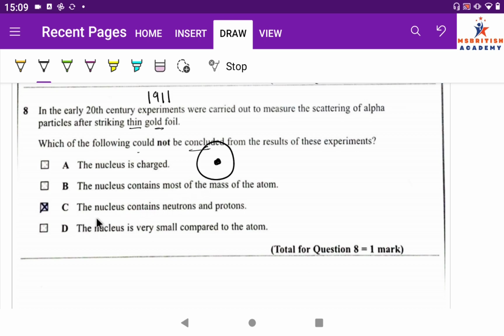Option C says the nucleus contains neutrons and protons. This was discovered by Rutherford in 1917. So you can say this was not concluded from the result of this experiment because it was done later. So 8 is option C.